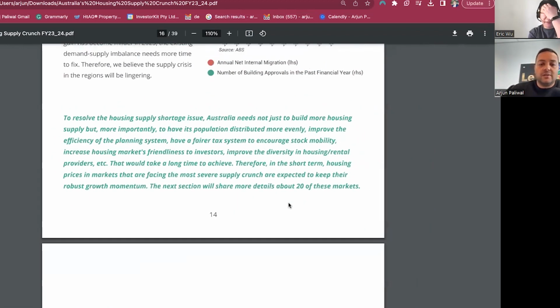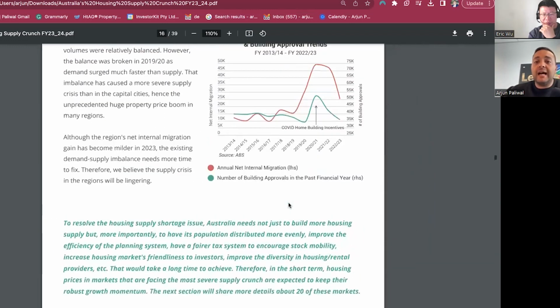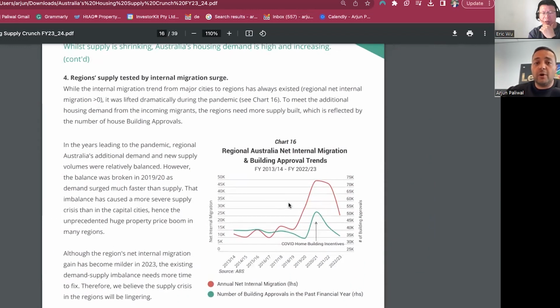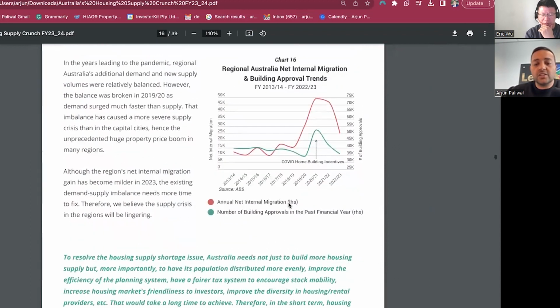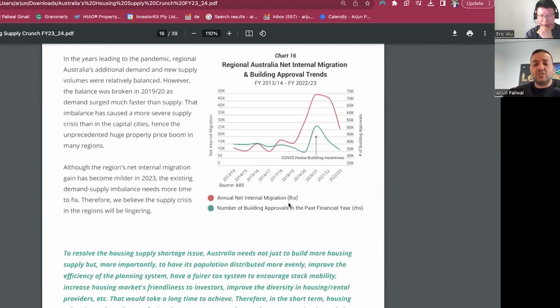Does this include the interstate migration as well? Yeah, so this is more regional migration that covers both. Okay. And so effectively, Eric, I hope this shows that it's not just one thing.